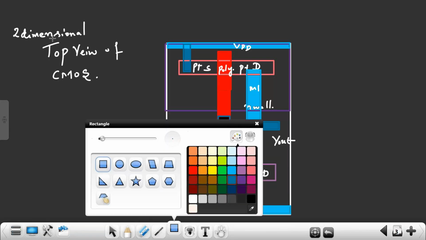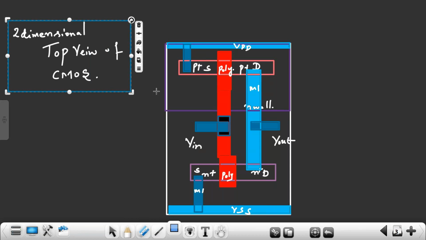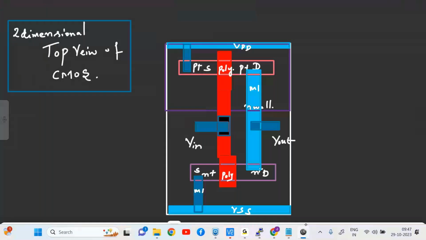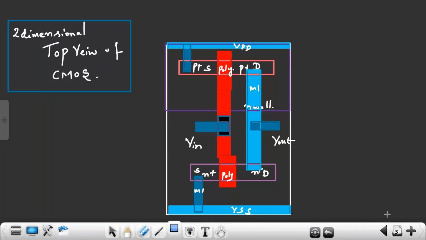So my foundry can understand only this layout information. I was discussing about this why foundry. So my foundry can understand only GDS. What is GDS? GDS is nothing but layout information of cells. So GDS doesn't have any schematic information. GDS doesn't have any symbol information. It has layout information. This is the layout. Layout is nothing but a two-dimensional top view.